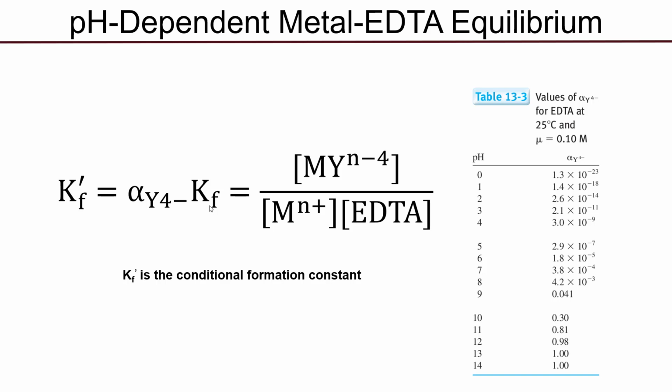It's just a way of accounting for the fact that not all of your total EDTA concentration will be in the Y4- form. So we use the alpha value times the formation constant value to take that into account.